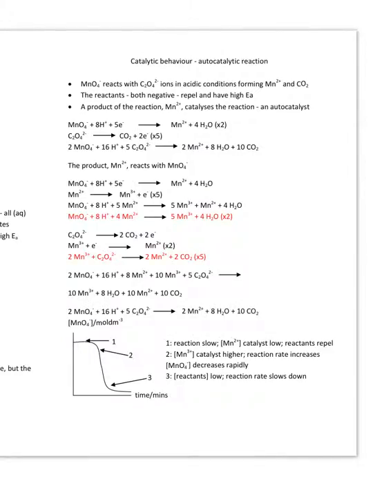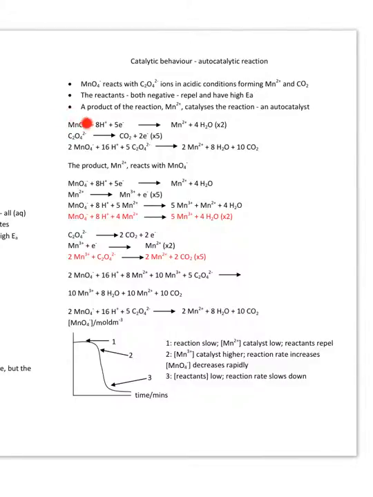The last of the catalytic reactions that you need to be aware of is the manganate reacting with the ethanedioate, catalysed by Mn2+. Now this is an autocatalyst, which means that the product of the reaction is a catalyst. So what's the process here? Well, first let's talk about the general reaction.